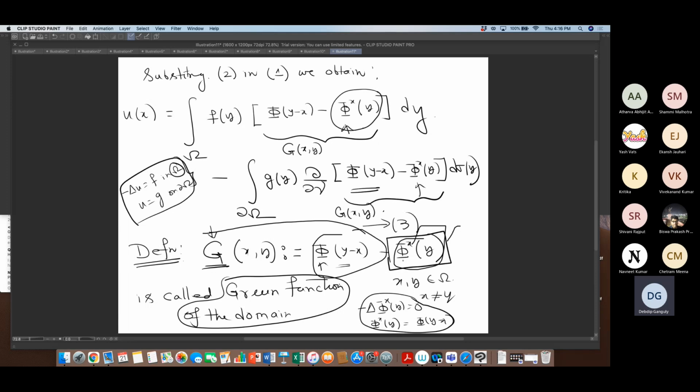Now we will see that it is not always easy to compute the Green function explicitly. But for some domains omega, you can compute the Green function. Is that clear? Once you know the Green function, you can solve the PDE minus Laplacian of u equal to f and u equal to g on the boundary. Okay, that is why we call it the Green function of the domain.